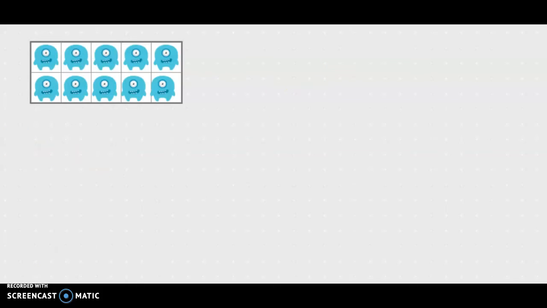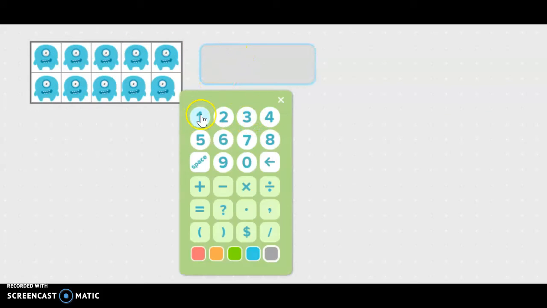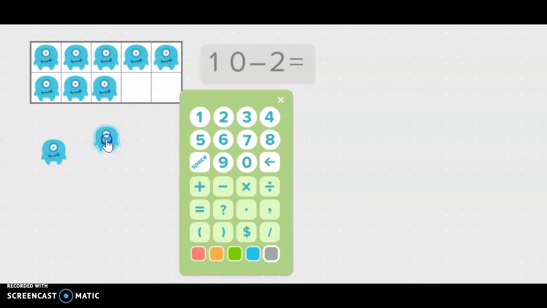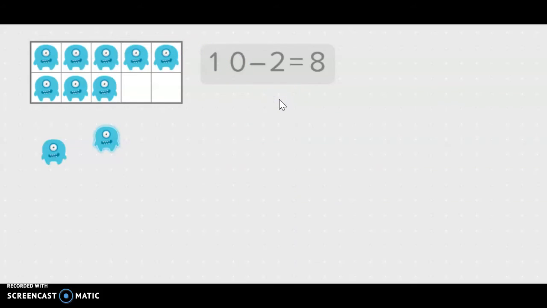All right, this time we have 10 monsters. 10, 1, 2, 3, 4, 5, 6, 7, 8, 9, 10. And if we take 2 away, what will be left over? Let's see. 1, 2. So we have 1, 2, 3, 4, 5, 6, 7, 8 left over. So 10 take away 2 equals 8.